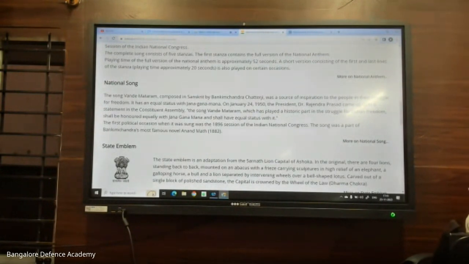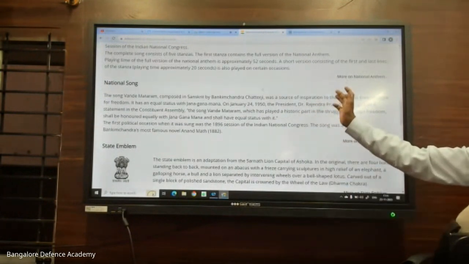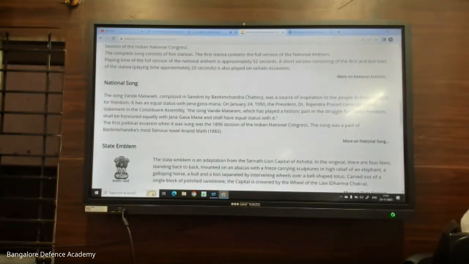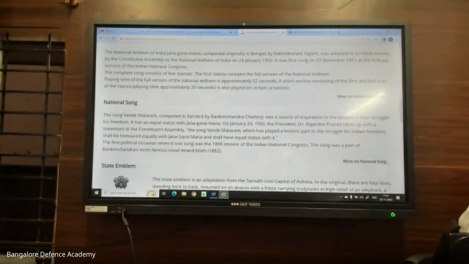Which song am I talking about? Vande Mataram by Bankim Chandra ji, not by A.R. Rahman. Samajh mein hai? Wo alag hai. Theek hai? Fine. So now what happens? Dr. Rajendra Prasad, on which date? 24th of January 1950. He said that the song will have the same status.